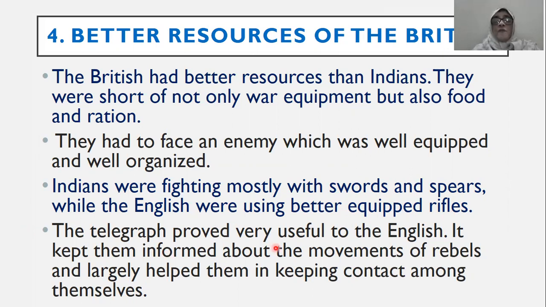The telegraph proved very useful to the English. It kept them informed about the movement of rebels. We did not have any such equipment through which we could keep an eye on their movement and know about their whereabouts. But the Britishers were able to find out about our whereabouts. They knew exactly what was going on, what our planning was, because they were far better than us. They were far ahead of us.